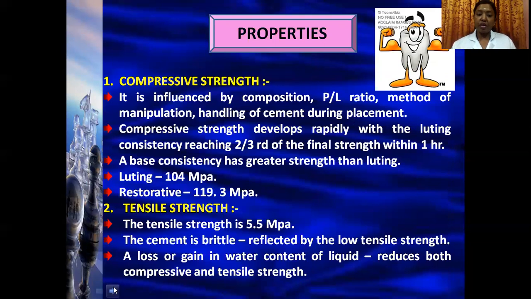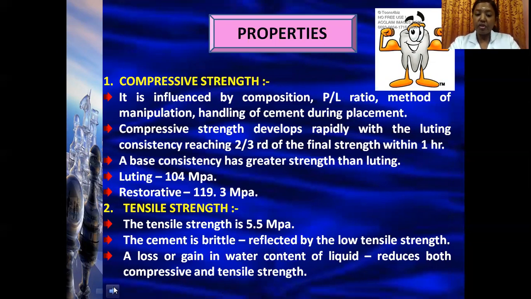So coming to the properties of zinc phosphate. First is the compressive strength. As I told you, zinc phosphate is one of the strongest of the cements. So it has a very, very high compressive strength. The compressive strength for luting is about 104 megapascals. For restorative, it is about 119.3 megapascals.